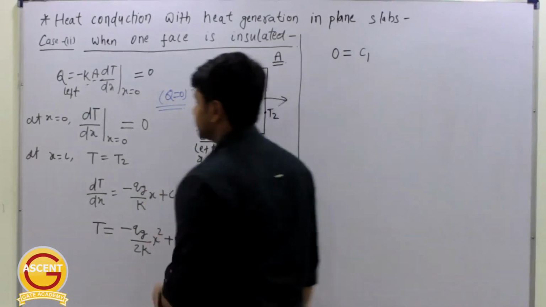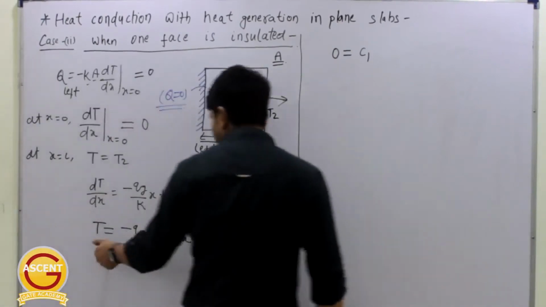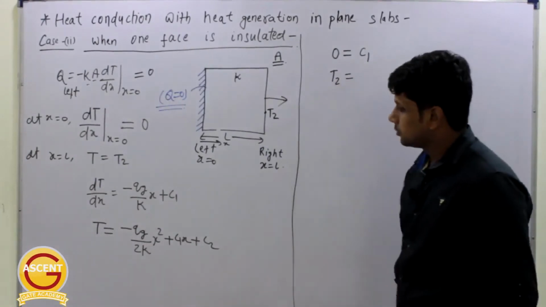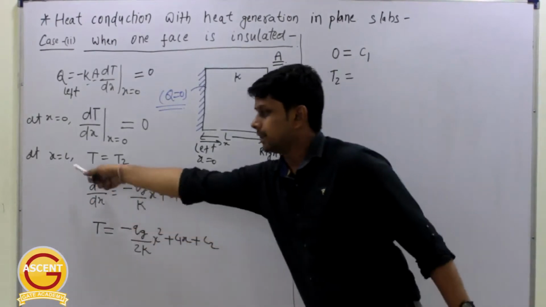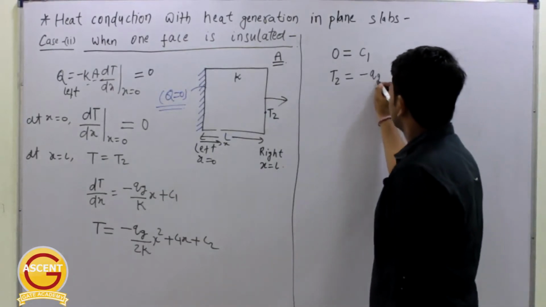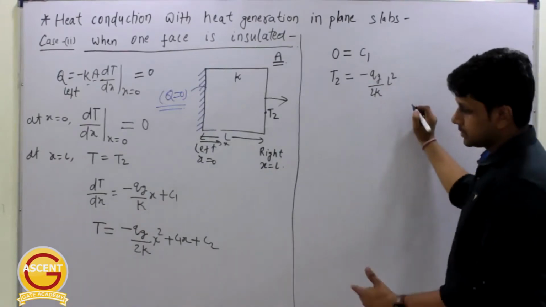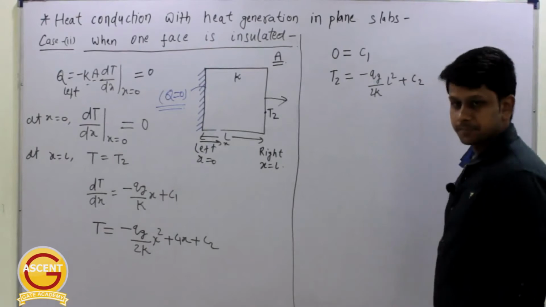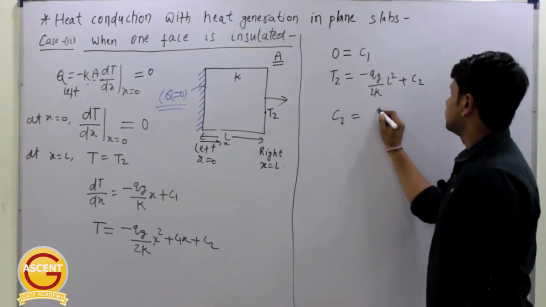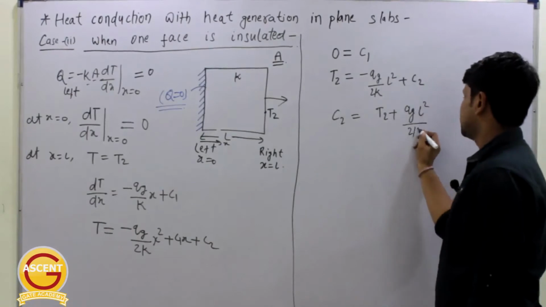Now put the second boundary condition. So it is in terms of temperature. So we will use this equation. So what do we get? In place of T we will write T2. So T2 will be equal to, in place of x we have to write L. So minus qg by 2k into L square plus c1 is 0, so plus c2 will be there. So from here you can get the equation of this c2, and it will be equal to T2 plus qg L square by 2k, correct?